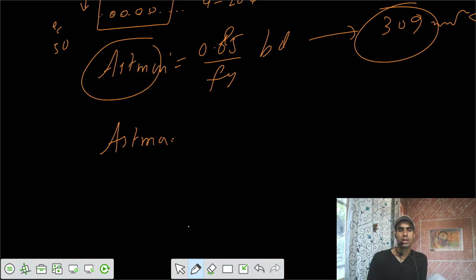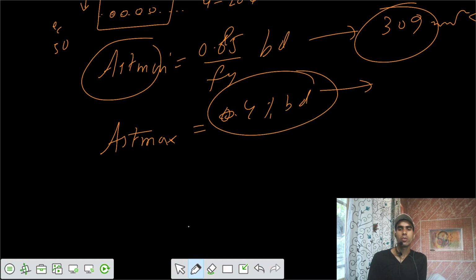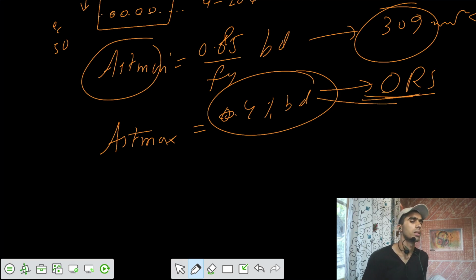And AST maximum, I think it is never touched in the problems. It is 4% of BD, because it is possible only when you go for over reinforced section, and there's a possibility there where you might have 4%, but usually we don't. Our value is always lesser than this value, 4% of BD. I think it is capital D, 4% of capital D.